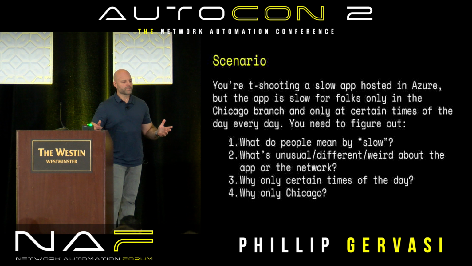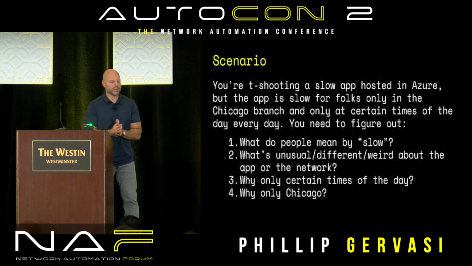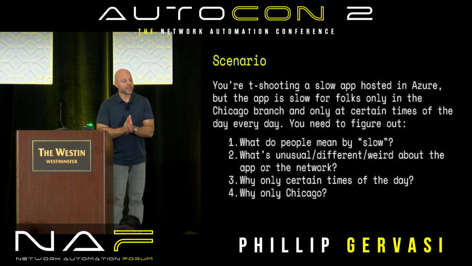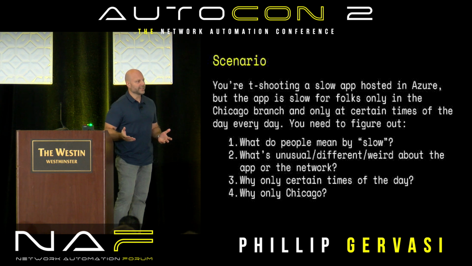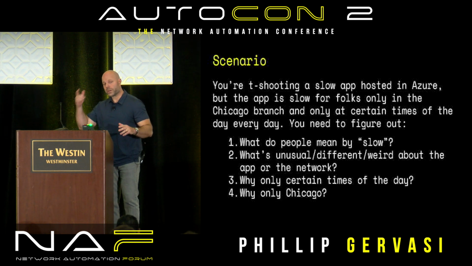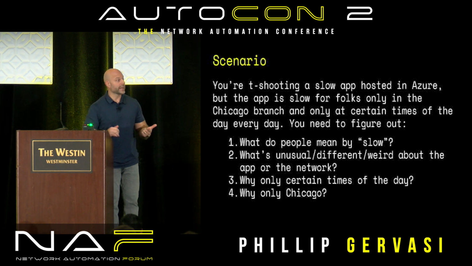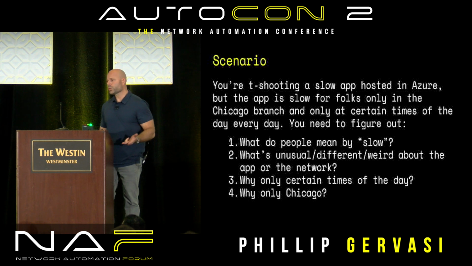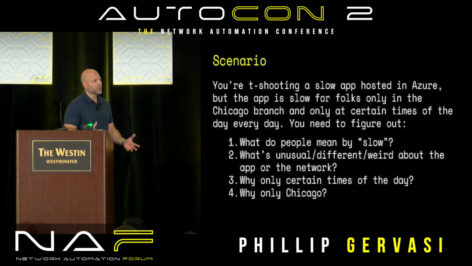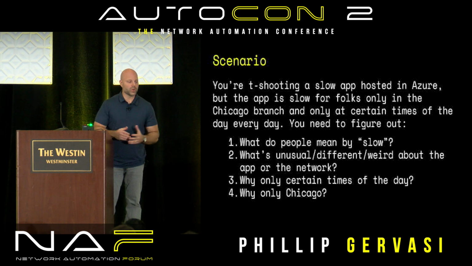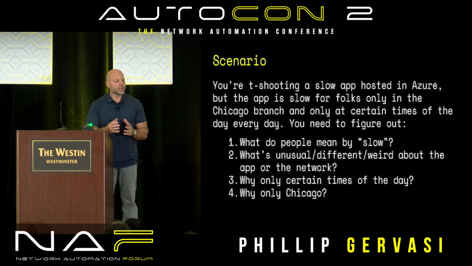Here's a scenario. You're troubleshooting a slow application hosted in Azure. The application is slow for folks only in the Chicago branch and only at certain times of the day, every day. And we need to figure this out. What does slow mean? Now, I'm not going to say show of hands, but in my brain, it's like, all right, we're dropping packets, latency. I want to know about latency. What's the round trip time look like between this and this? Is it the service provider? What's going on? So there are a lot of different things that slow means, context. What is unusual or different or weird about the application or the network?